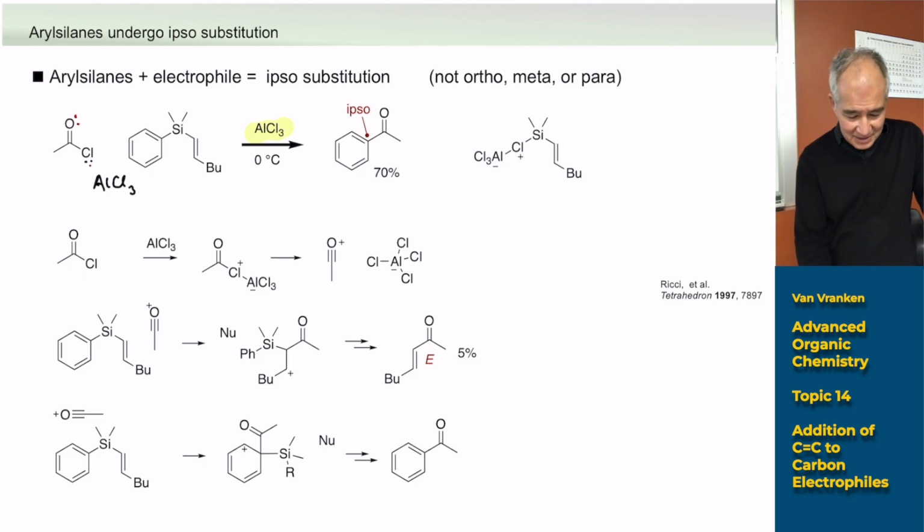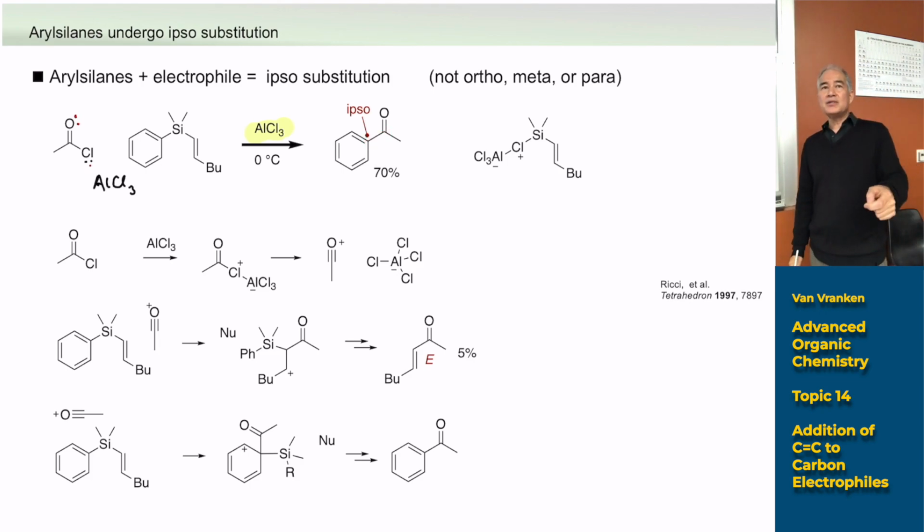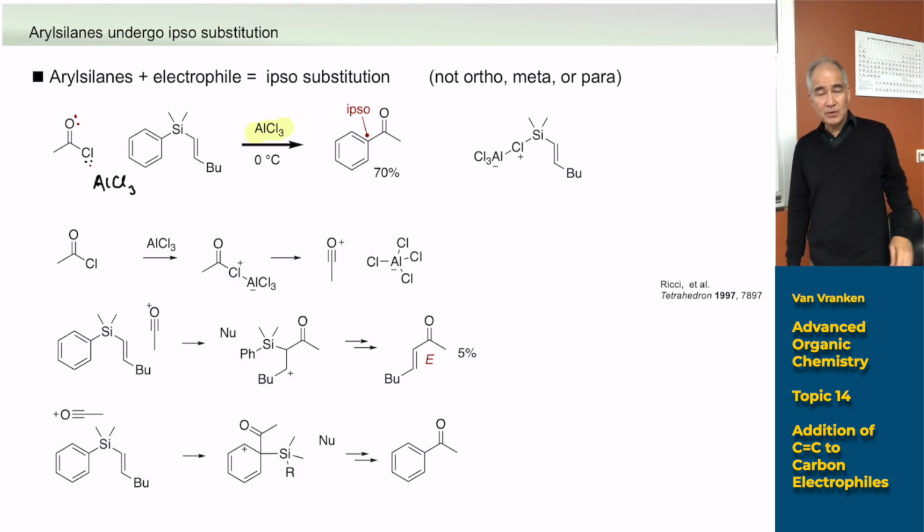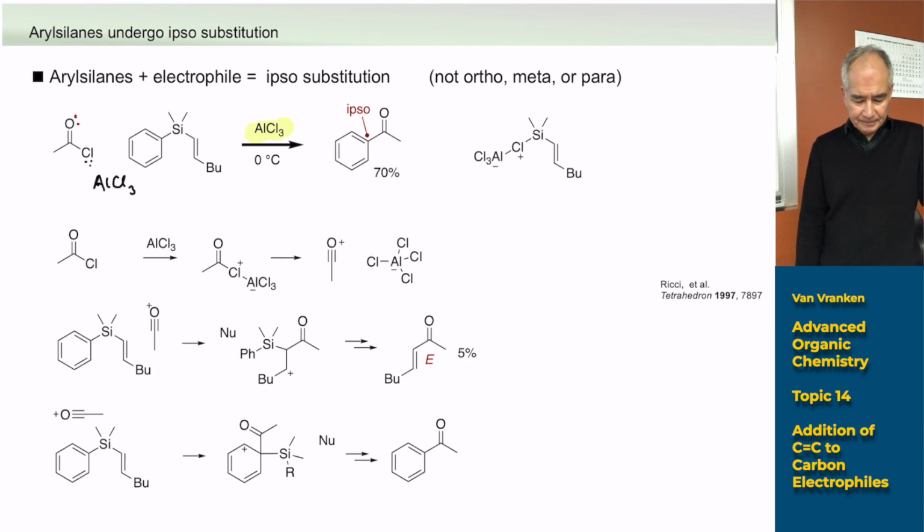Well, in this case, you can see it doesn't add ortho, doesn't add meta, doesn't add para. It replaces the silicon, and we call this ipso substitution. Not ortho, not meta, not para, ipso. It replaces the group that was there originally. So silicon will do this, tin will do this, boronate minus will do this. All the things we use for palladium-catalyzed reactions lead to replacement of the group that was originally there. So this is a Friedel-Crafts reaction where we get ipso substitution.